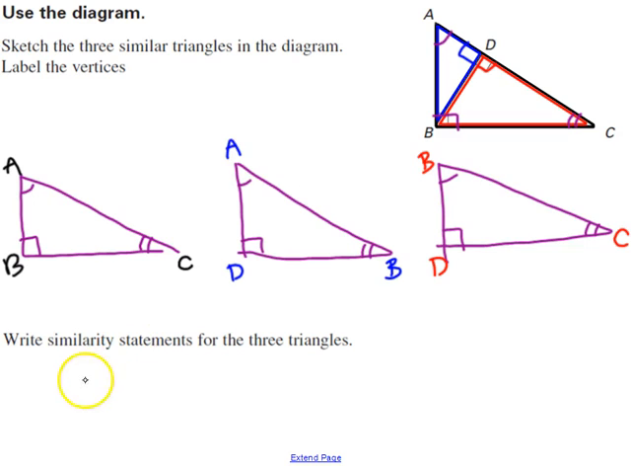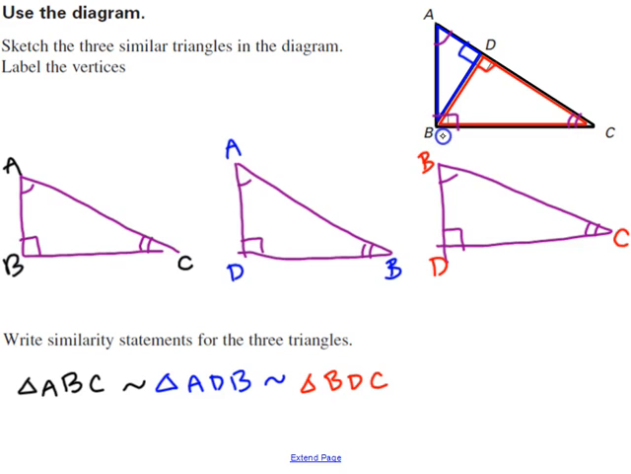So we're going to go ahead and write the similarity statement for the 3 triangles. If I mark the first one, triangle ABC, we can say that that is similar to the blue triangle in that same order, ADB. And that's going to be similar to the third triangle in the same order, BDC. The idea of separating the triangles will help organize our thoughts visually so that you can see the pictures a little clearer.